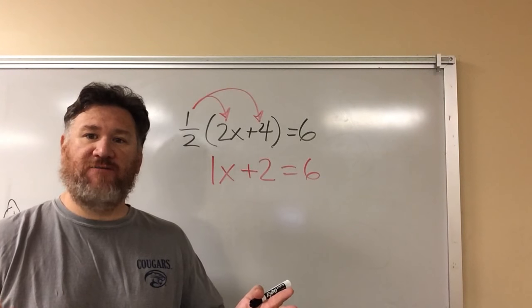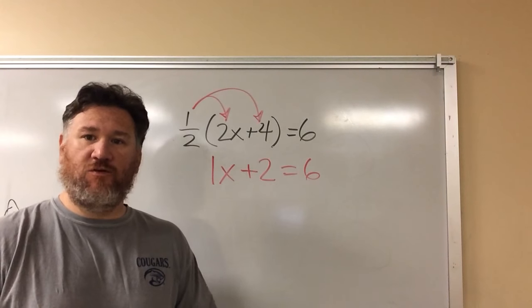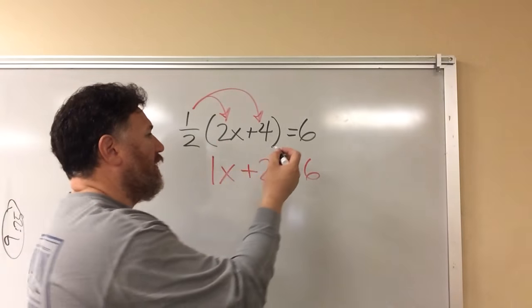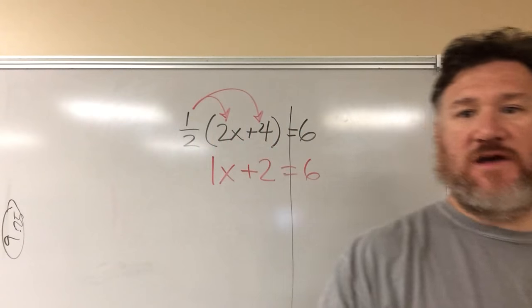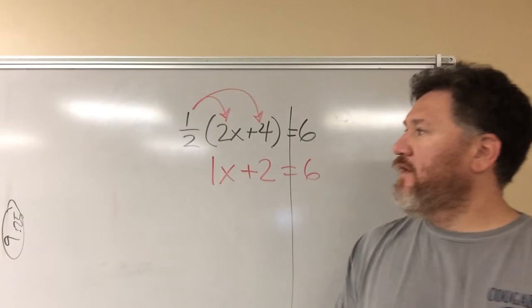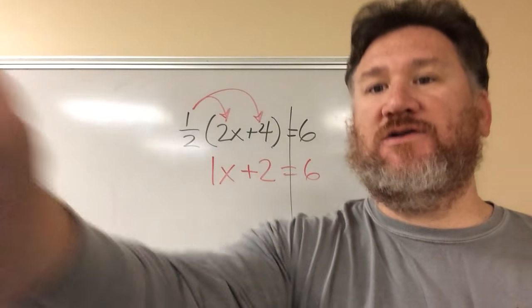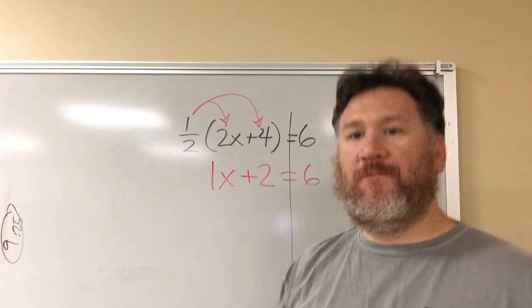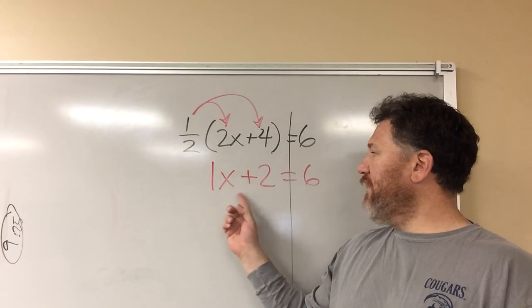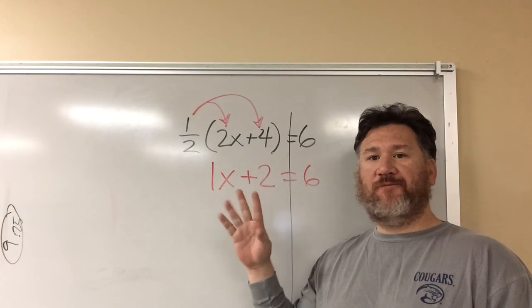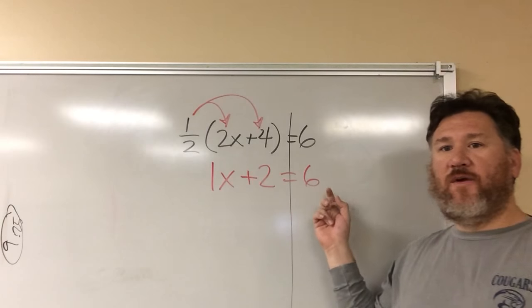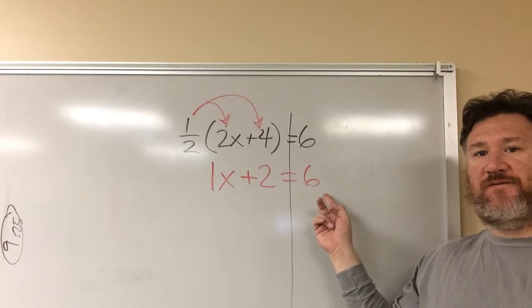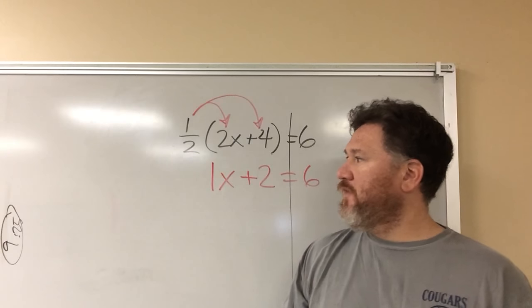Next step, after we have distributed, is to draw the border. So I'm going to take my marker and draw a line through the equal signs. Step 3 is to combine like terms. On the left side of the equation, I have an x and a number. Can't combine those, so that can't be simplified any more than it already is. On the right side, I have just a number by itself, so there's nothing to combine it to.